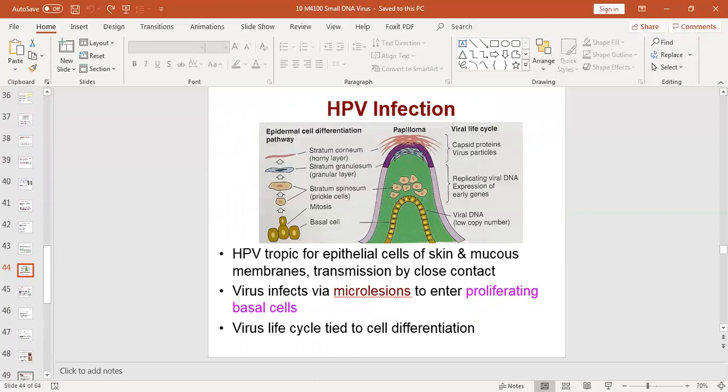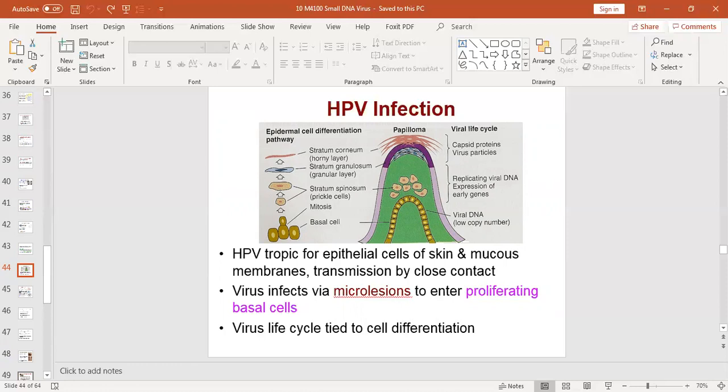These are the stages or steps of HPV, human papillomavirus infection. HPV is tropic for epithelial cells of skin and mucosa, which means that it has a tropism for these tissues, meaning that it infects these tissues.